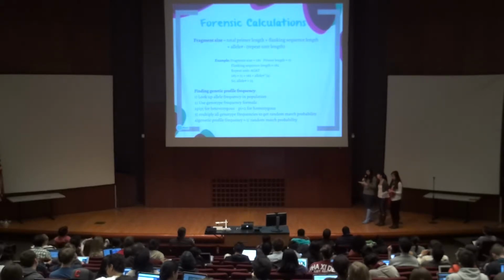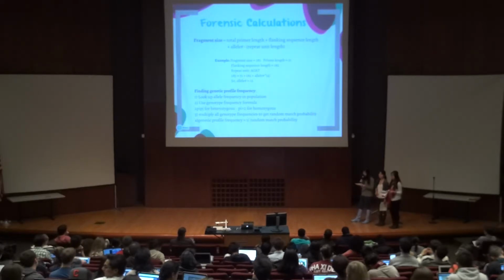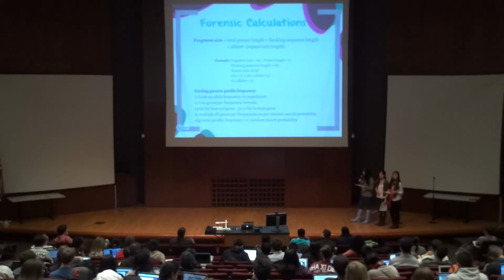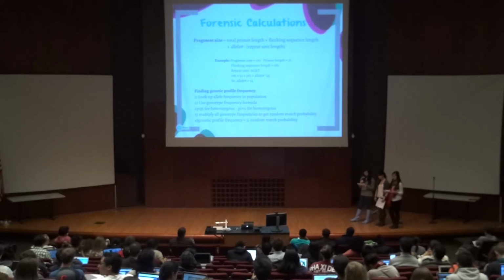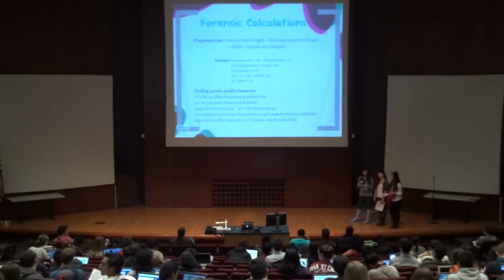To use this allele number to find the genetic profile frequency, we use the allele frequency of the population. Then we plug in the value to a genotype frequency formula, which are different for homozygous and heterozygous alleles. We then multiply these genotype frequencies to get a random match probability. Finally, we take the inverse of that, and we get a genetic profile frequency. This tells us how frequently the exact same genotypes for these alleles will appear in the population. So the more loci we look at, the more we can narrow down suspects because there is a smaller chance of 2 people having the exact same genetic profile.